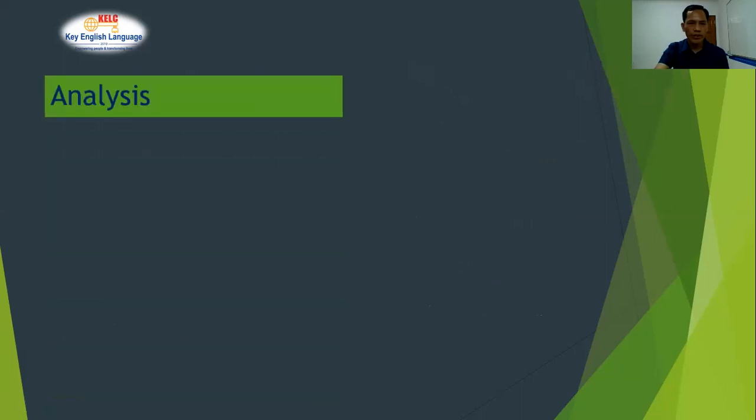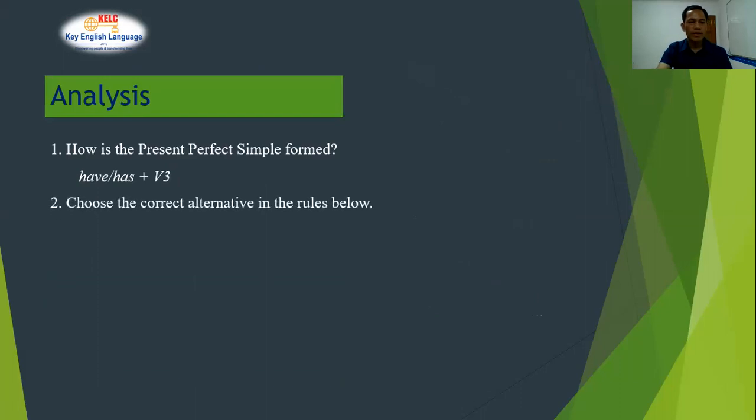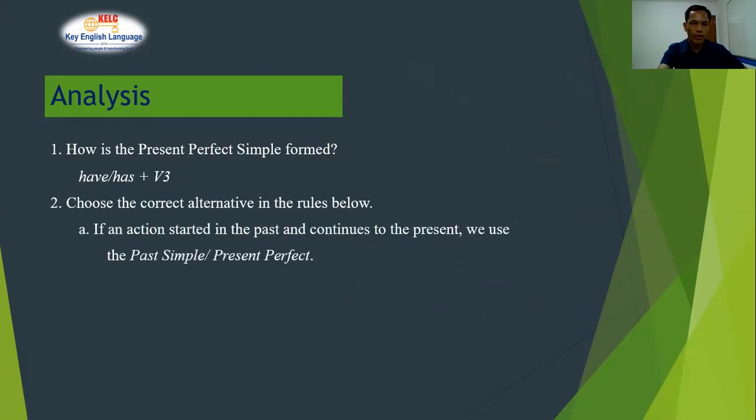Okay, let's check what we have learned here. How is the present perfect simple formed? How do we form it? Yes, have or has plus verb 3. Now, choose the correct alternative in the rules below. Number 1. If an action started in the past and continues to the present, we use the past simple or the present perfect. Which one?